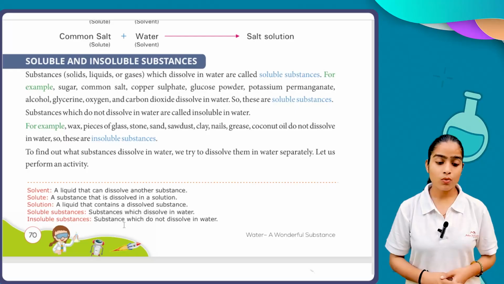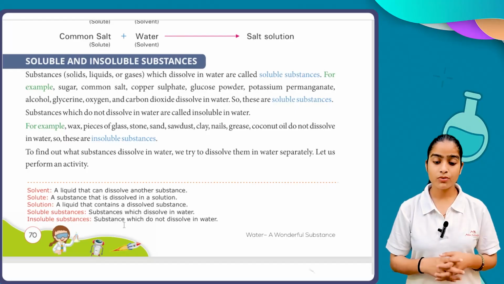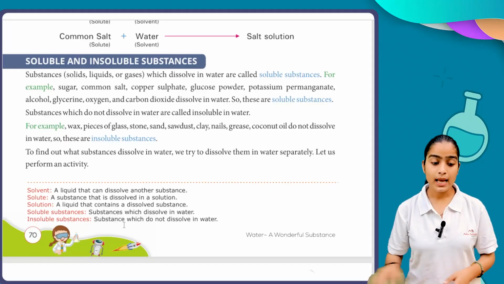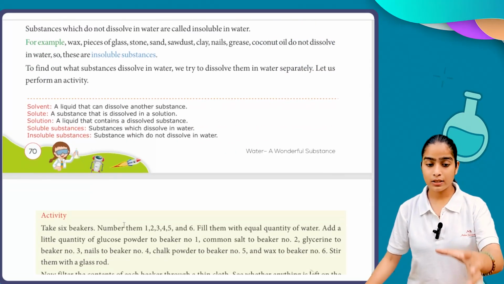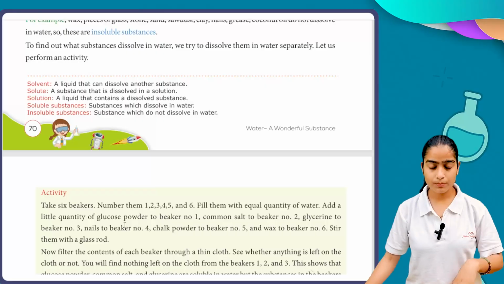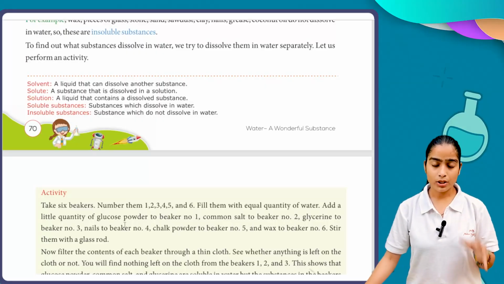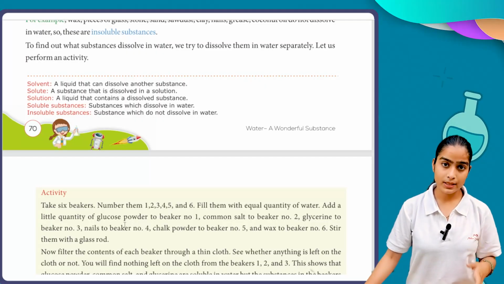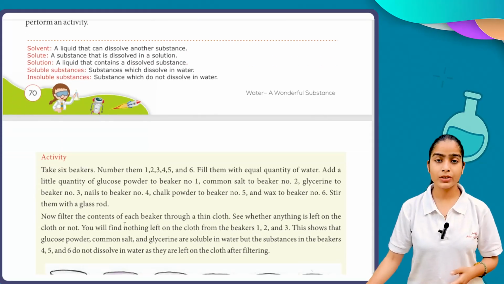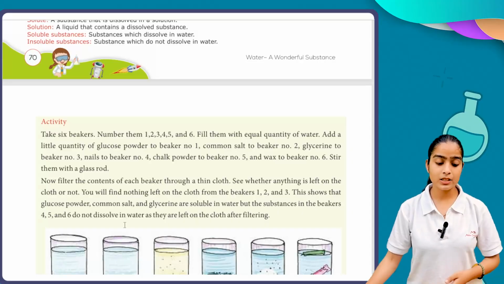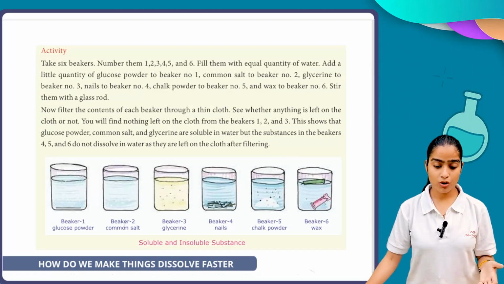To find out what substances dissolve in water, we try to dissolve them in water separately. Let us perform an activity. You have to take some of these things, dissolve them inside the water, and then observe the result. And what you find is that some things are not dissolved in the water, as you've seen in this picture as well. First we have glucose water, then we have common salt which is dissolved, and then we have glycerin which is not dissolved, nails, chalk powder and wax.